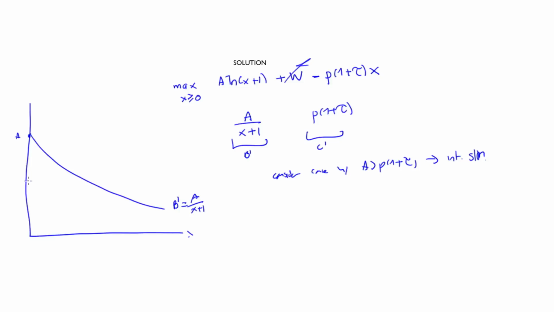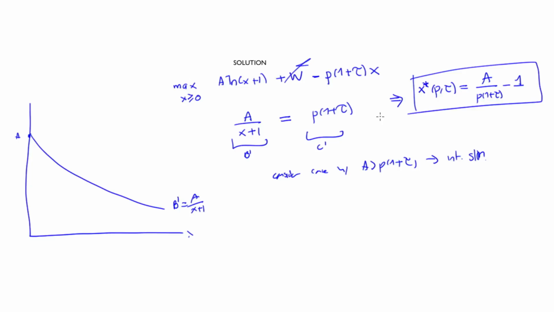So basically, the consumer is going to be buying there. It's an interior solution. And therefore, we know that at an interior solution, marginal benefit is equal to marginal cost, and therefore it is characterized by that first order condition. But what does that imply? It implies first that x star at any price P and tax tau is just equal to, doing the algebra, A divided by P over (1 plus tau), minus 1. Now we know what the demand function is.